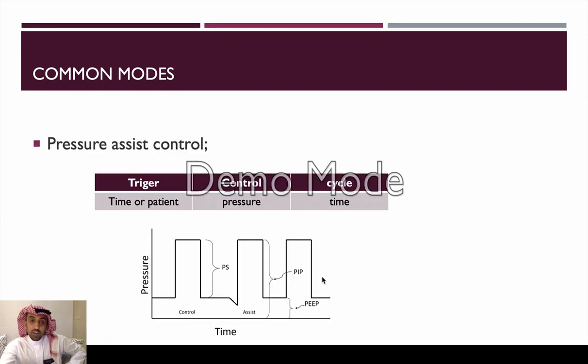And in pressure assist control, the trigger will be the time or patient, again, the control will be the pressure, and the cycle will be the time. And again in the graph you can see the first breath, which is completely controlled, and the second breath is an assisted breath because of this dip. And this is the baseline, which is the positive end expiratory pressure, PEEP.